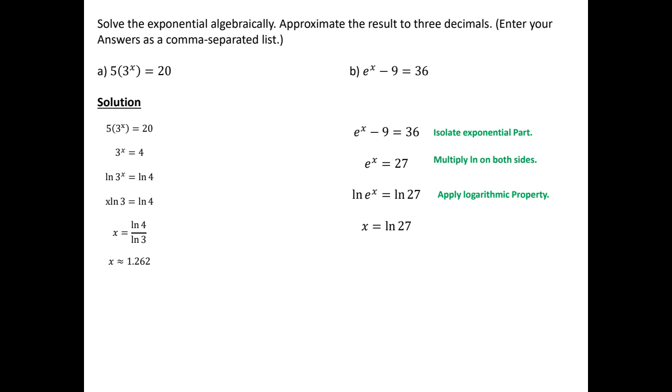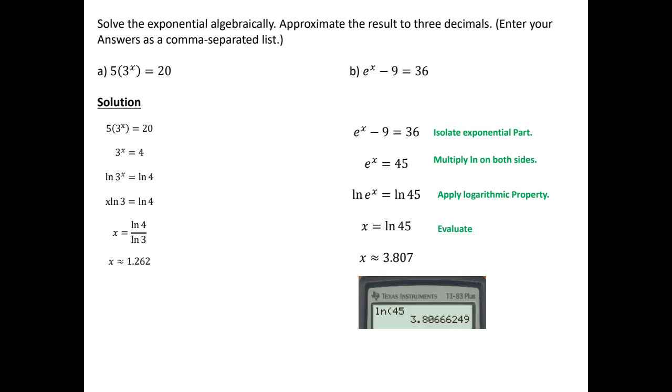So this is the algebraic answer, and the estimated or approximate answer comes from plugging the natural log of 45 into my calculator, which gives me x is approximately 3.807. And again, it's an approximation because I am rounding, okay? Exact answers are the algebraic answers, okay?